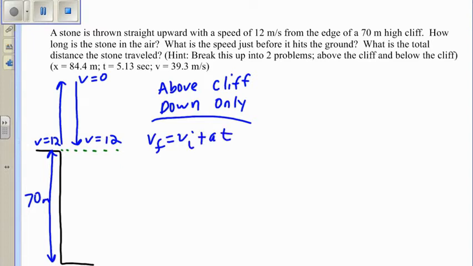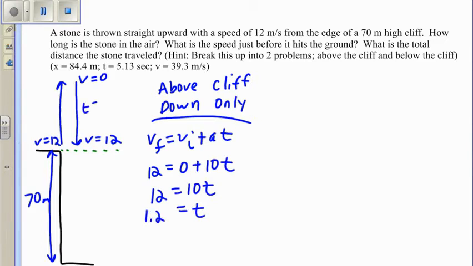So my VF is my 12. My VI is 0, because it's starting at the top. My A is 10. And T. So I get 12 equals 10T, which is T equals 1.2 seconds. So 1.2 seconds is the time it takes to fall down. And because this is symmetrical, I know it's also the time it takes to go up.